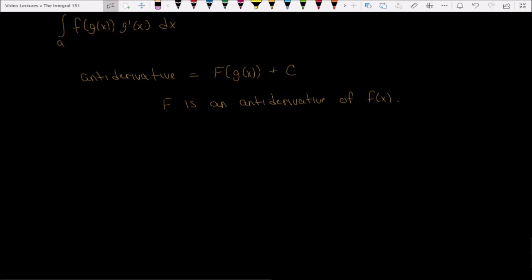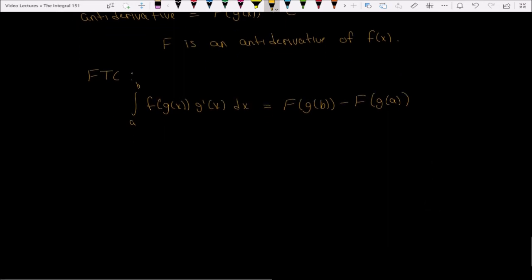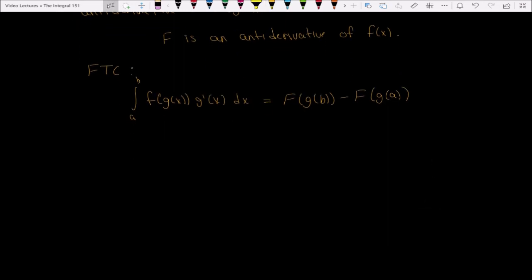Now, the fundamental theorem of calculus, FTC, says that the integral from a to b, f of g of x times g prime of x dx will equal big F of g of b minus big F of g of a. If we use substitution u equals g of x, we will get this result.